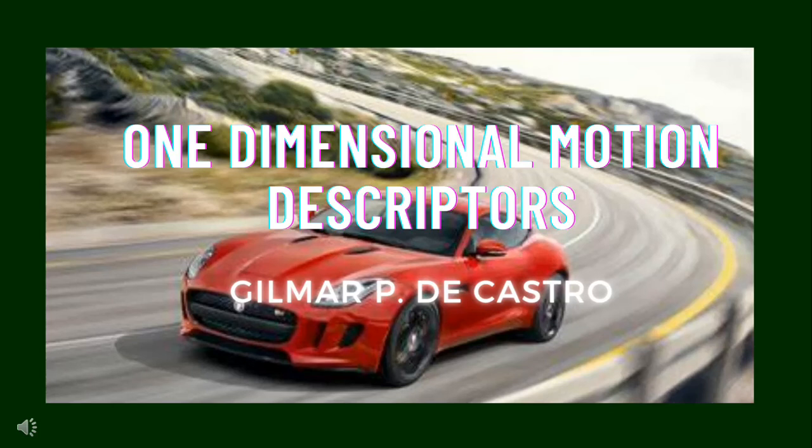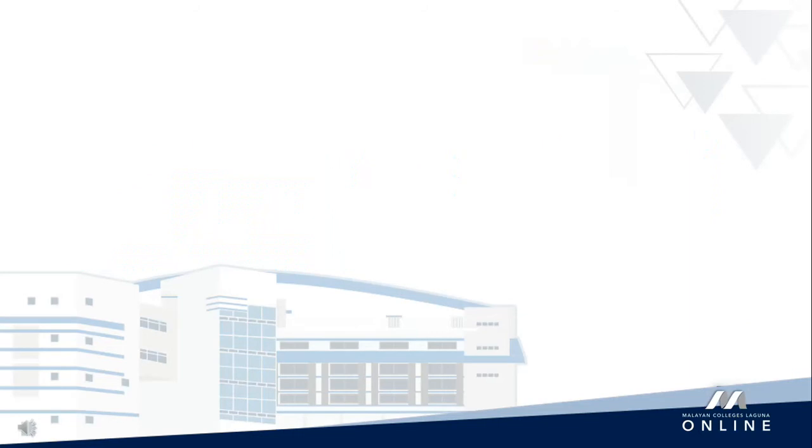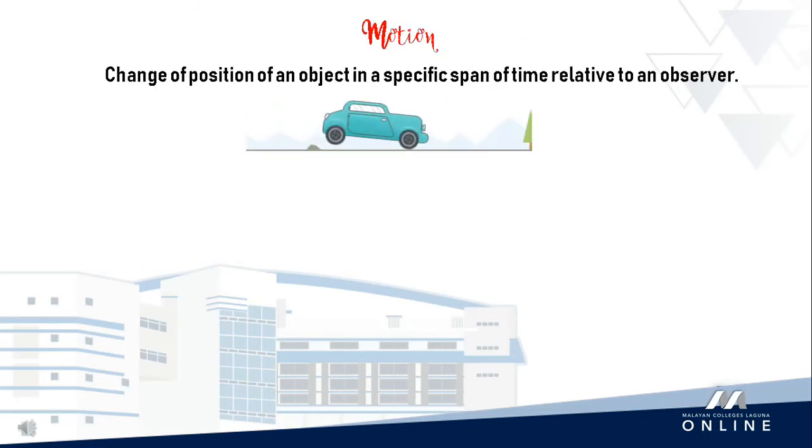Our eyes are very sensitive to motion. We can see tiny movements with our eyes even when it is just in our peripheral or side vision. Usually, we define motion as the change of position of an object in a specific span of time relative to an observer.